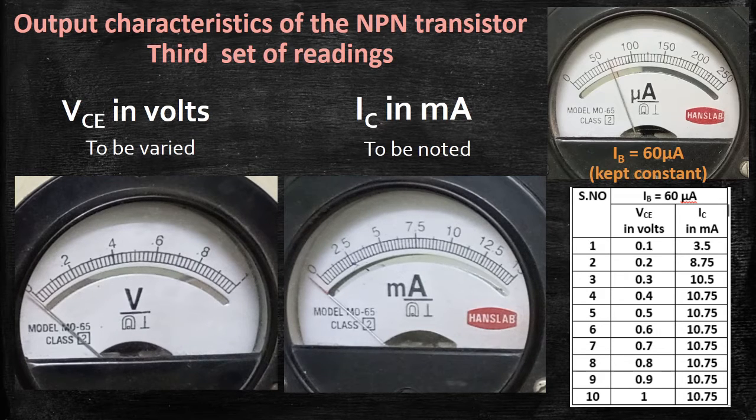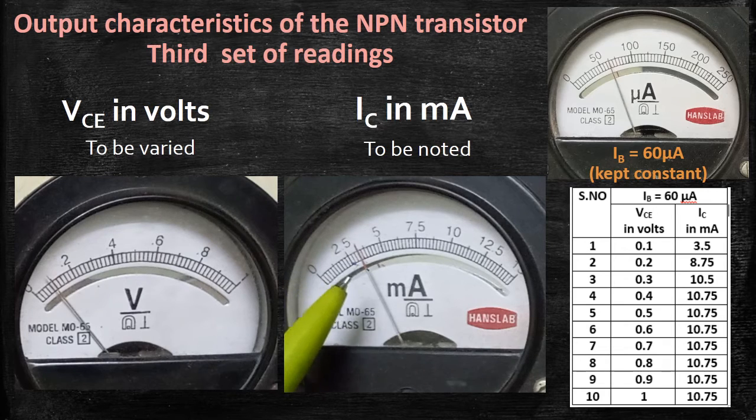Now I am going to vary the value of VCE. Now VCE is going to be kept at 0.1 volt. Very patiently you have to vary that. Look at that. VCE value is how much? 0.1 volt. Often you check the IB. It should be kept exactly at 60 microampere. Now note down the reading here.